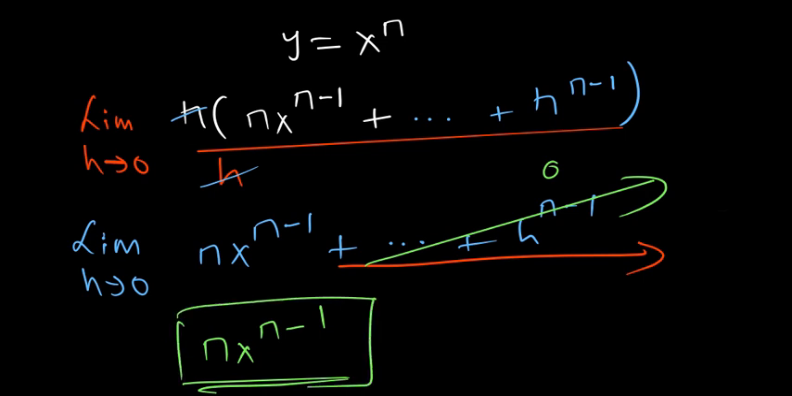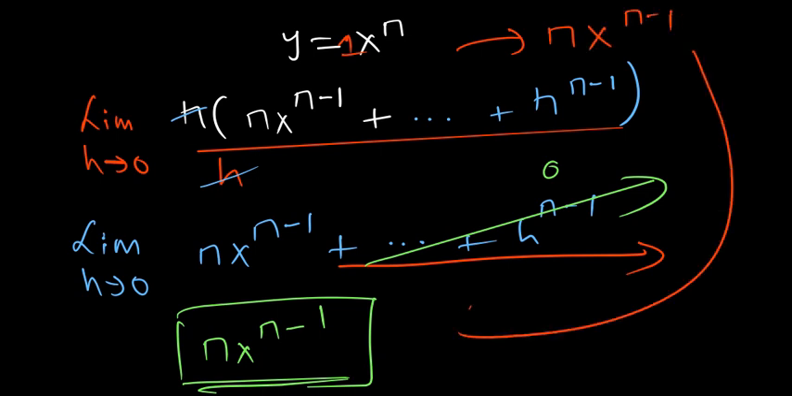And actually, if you try using the power rule, you prove that n times 1 is n, and then you reduce the power by 1. As simple as that is. So basically, that's how you go about this question.